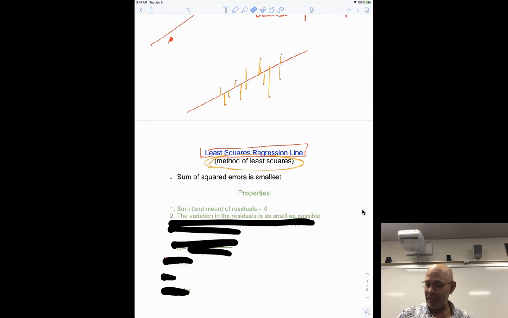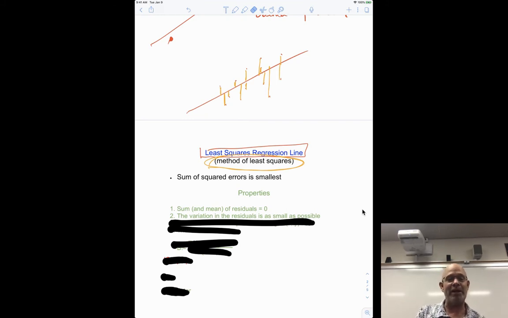So here are the properties of the least squares regression line. The first one is that the sum of all of those residuals will be 0, which also means the average will be 0. Hopefully that makes a little bit of sense. That would be the perfect situation, right? You get the same amount above as you do below. So the residuals add up to 0, but like I said, there are multiple ones. So there are other properties.